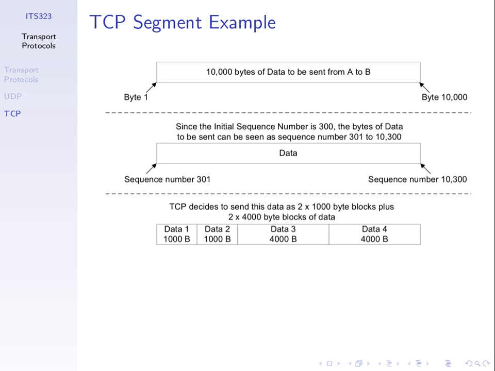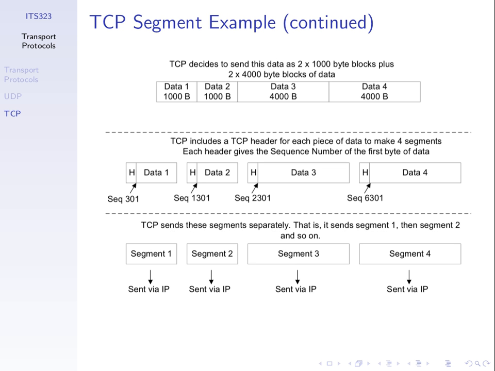So that's continued on this slide, the same case. We've got 4 pieces of data now. If we think about the sequence numbers used here, we still have 301 at the start, 302, 303, and so on. The first byte in segment 2 has sequence number 1301.